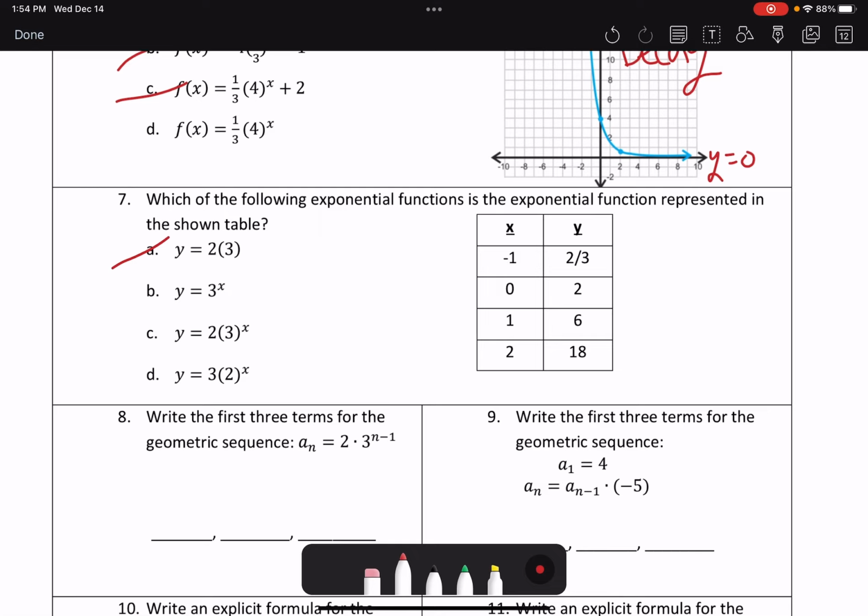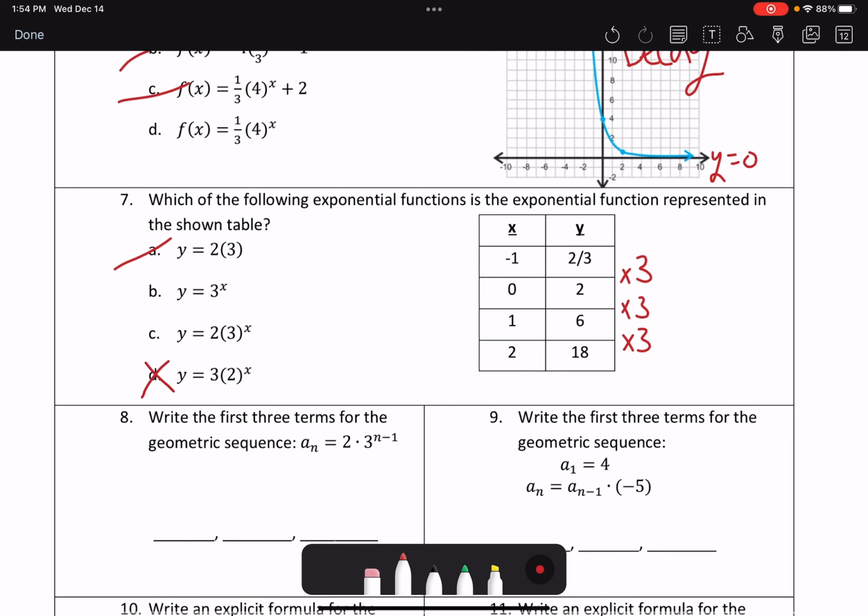Then, if I'm looking at my common ratio here, I'm increasing each time by 3, so I'm multiplying by 3 each time. So I know that my change factor needs to be 3, so that's going to go ahead and eliminate d. But then I need to look at where I start, and in this case, I'm starting out at the value of 2. So the only correct answer here is C.